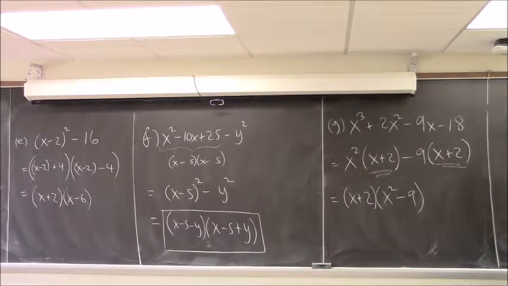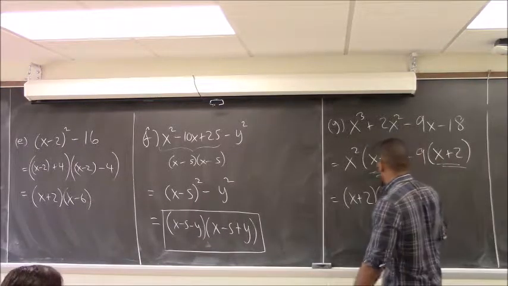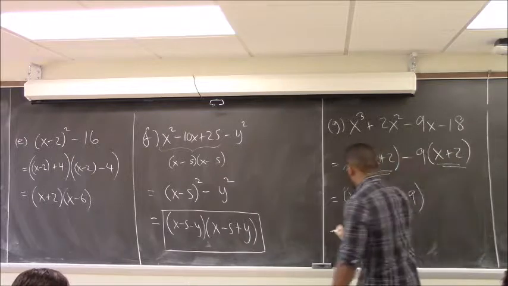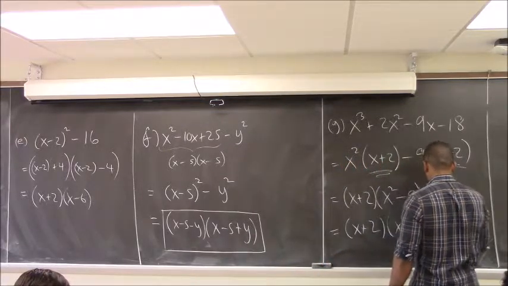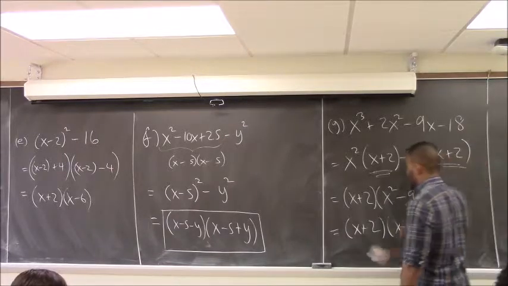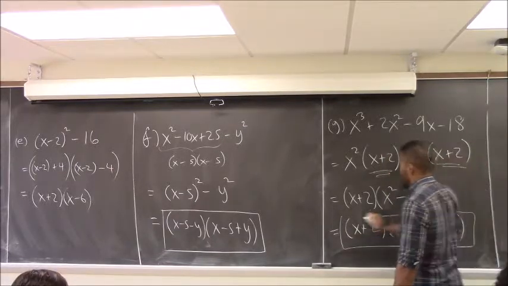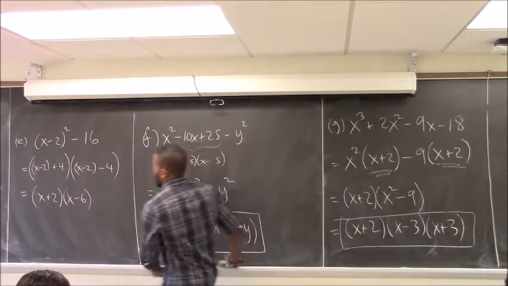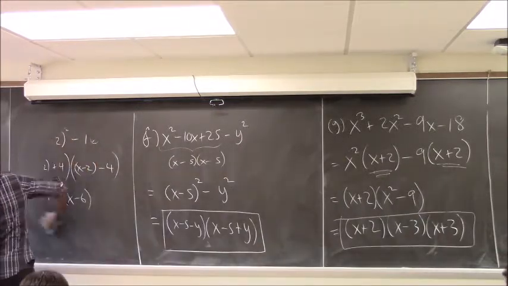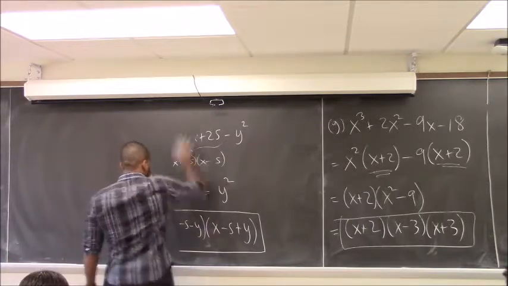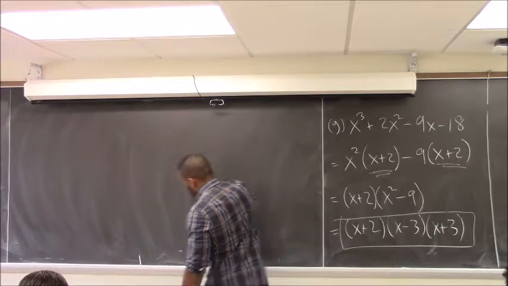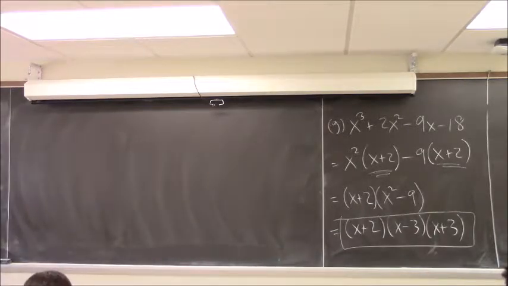And that's not done. We can factor further, right? Because this guy is a difference of squares. 9 is 3 squared. And that is fully factored. Yeah, for these, not a bunch of theory, just you taking advantage of the pattern given by the formula.